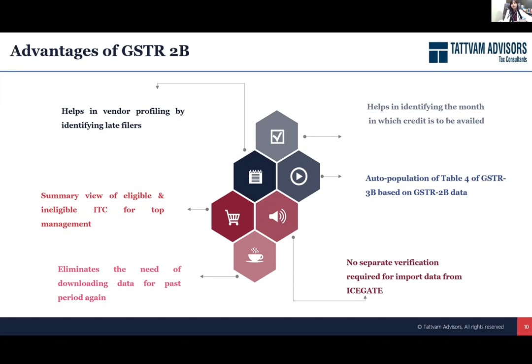And the last one, which is very important, no separate verification from the IceGate is required for the import data, because now the data is directly flowing from IceGate to 2B, and you can always quickly look at the 2B to see the import data.